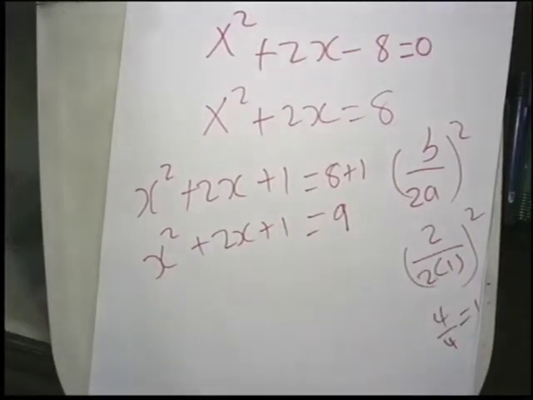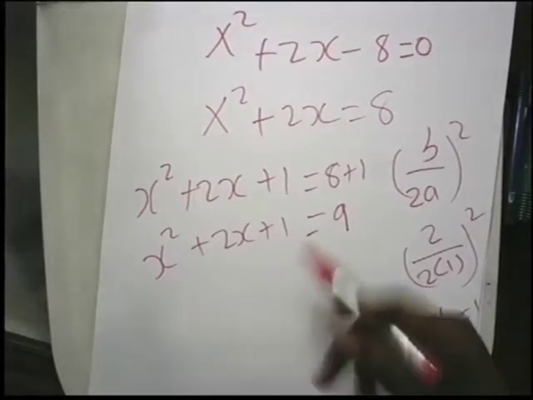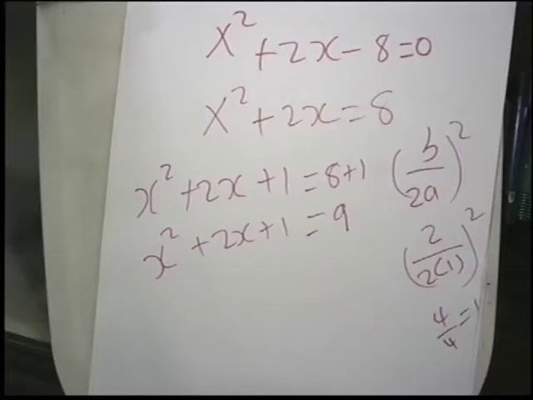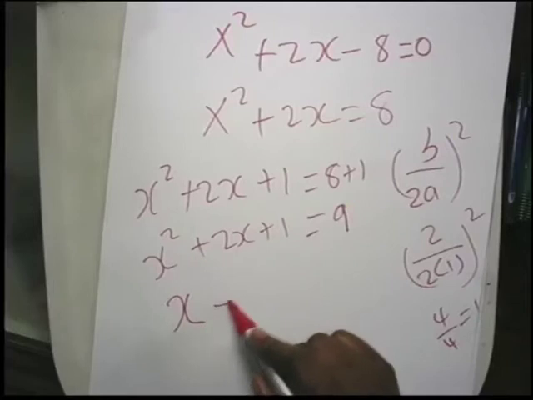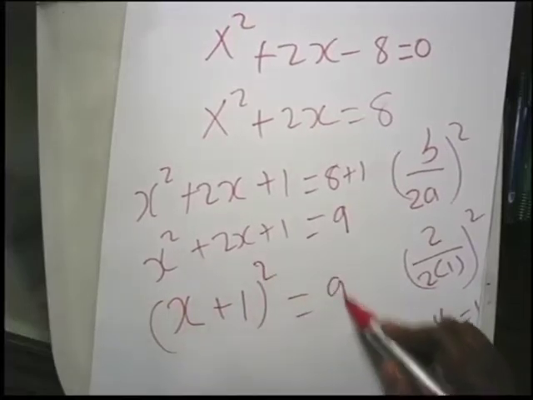What do you do next? You have to factorize the left-hand side. Now, if you factorize this left-hand side, it's simple. What we are going to have is (x + 1)² and that is equal to 9.